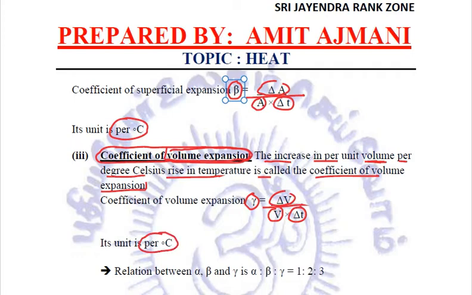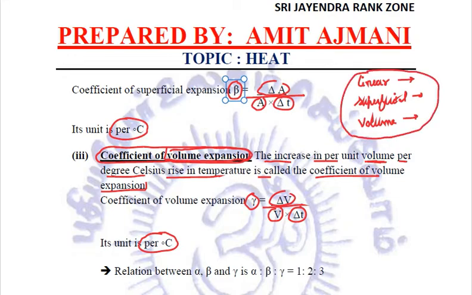So these are the three types of expansions that we covered. The first one is linear expansion, that is the expansion of solids lengthwise. Next, we saw the superficial expansion and the volume expansion. Superficial is the increase in the area, and volume expansion is the increase in the volume of the solids upon heating. These are the three types of expansions. Whenever solids are heated, they will expand in these three ways.